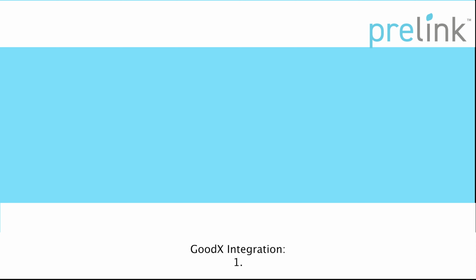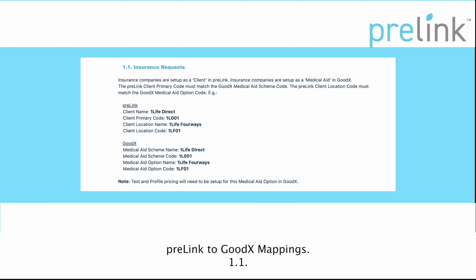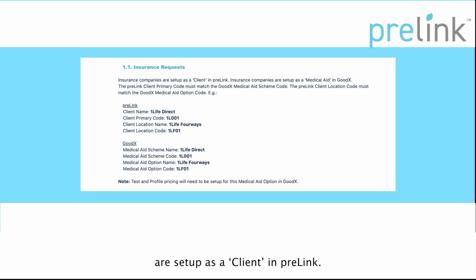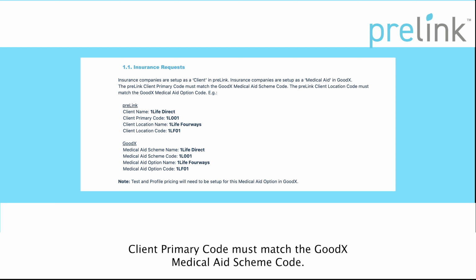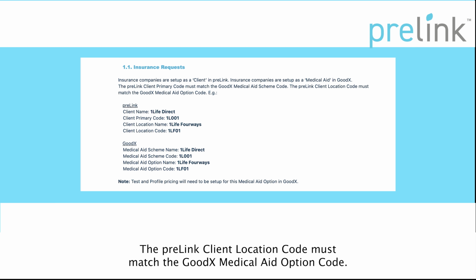GoodX Integration. 1. Pre-link to GoodX mappings. 1.1 Insurance requests. Insurance companies are set up as a client in pre-link. Insurance companies are set up as a medical aid in GoodX. The pre-link client primary code must match the GoodX medical aid scheme code. The pre-link client location code must match the GoodX medical aid option code.